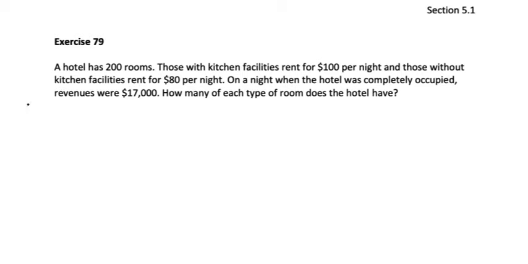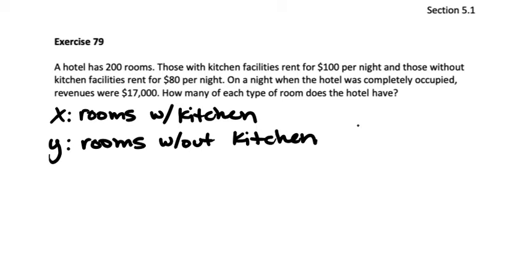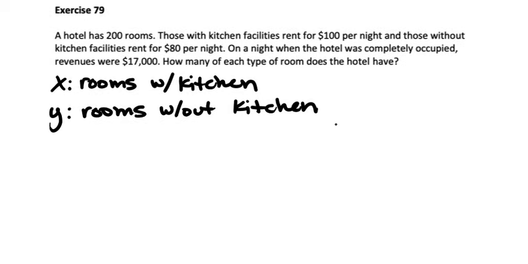So, we're going to start by assigning our variables. I'm going to set x to be rooms with kitchens, and I'm going to set y to be rooms without. I could do it the other way around. Doesn't matter, it should work out the same. So, we have information here to write two equations.